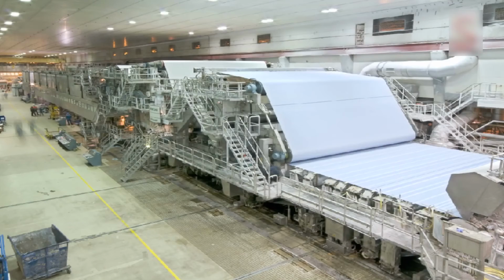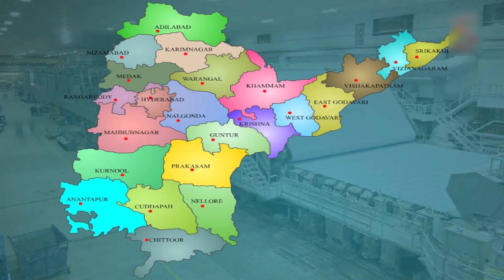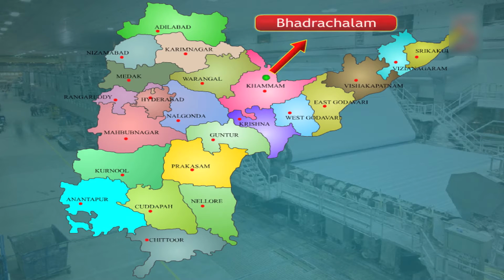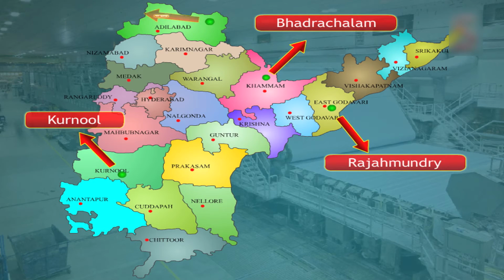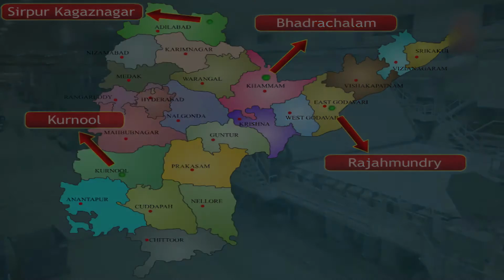The paper mills are the places where paper is produced. The 4 paper mills in Andhra Pradesh include the paper mills in Bhadrachalam, Kurnool, Rajahmundry and Sirpur Kagaznagar.